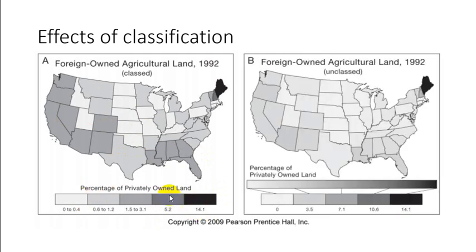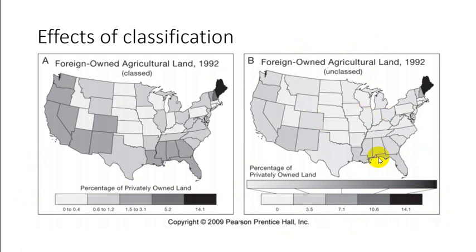So if we choose to not classify, we may start with just a color ramp or a color scheme like this, and if we've got continuous values, we're just going to have an evenly distributed spread of values over the color ramp. And look at the difference between the two maps.